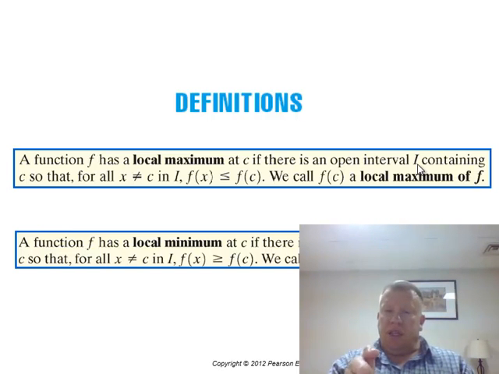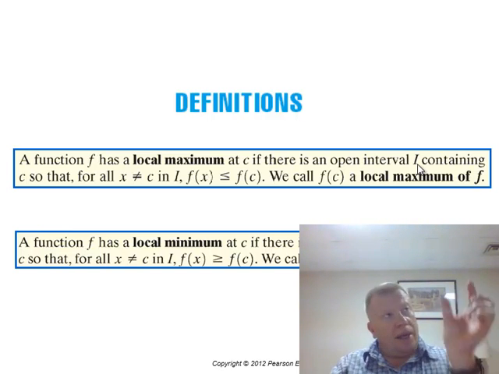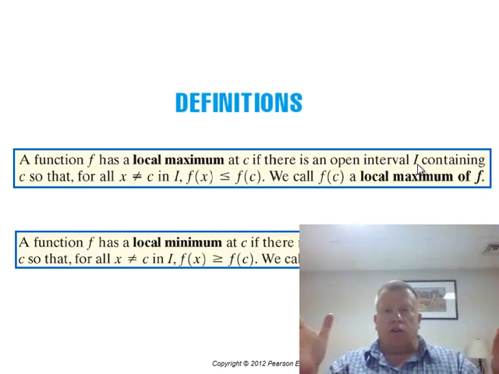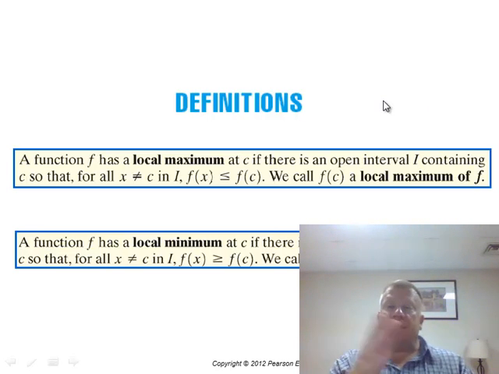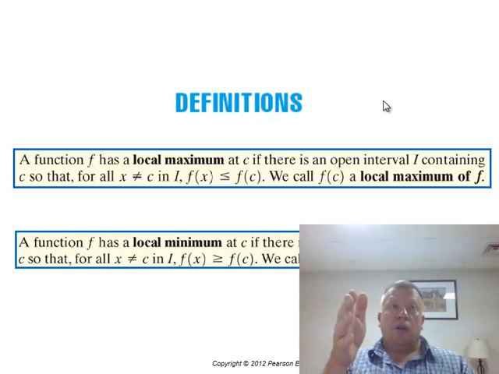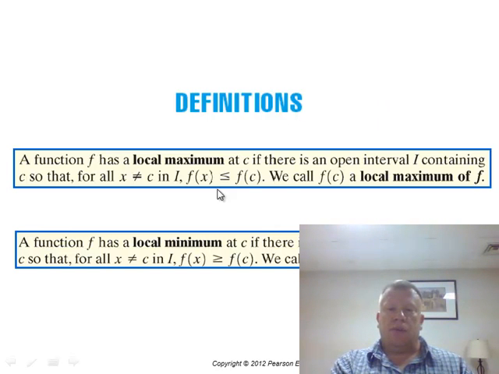As long as c is somewhere in that open interval, we can make that open interval as small or as large as we want. But as long as there's some open interval such that for every x value within it, the functional values would be less than or equal to that local maximum, that's really what this is saying. And the same discussion goes for the local minimum, except all the functional values will be greater than or equal to your local minimum value at x equals c.